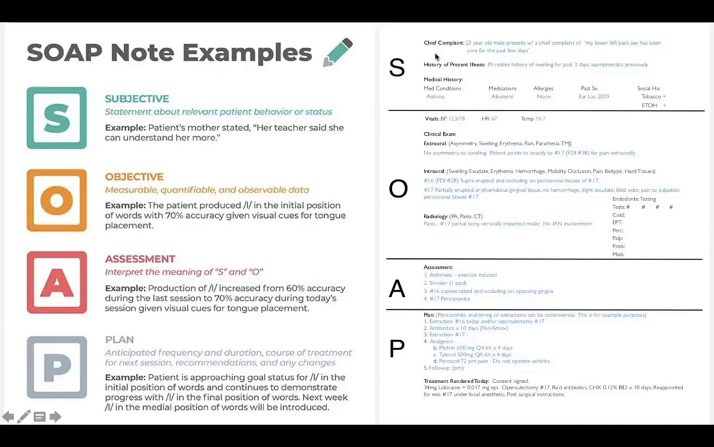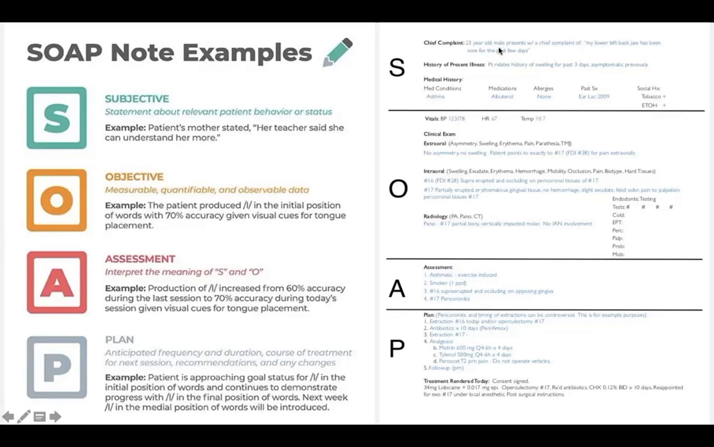So in SOAP, S contains chief complaint, history of presenting illness and medical history, and then O is objective. Here we go for the vitals, clinical exam, extraoral or intraoral. So he has included the radiology, the previous radiology he has performed, and then endodontic testing: cold sensitivity, EPT, percussion, palpation, probe, and mobility. And then we have a lot of medical history. You can see, let's go with this.